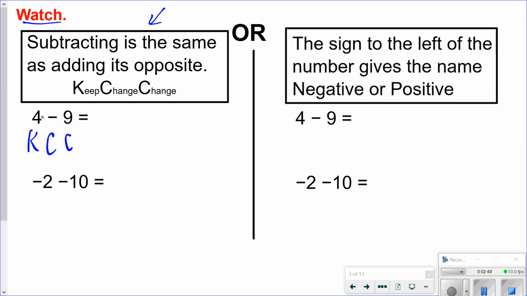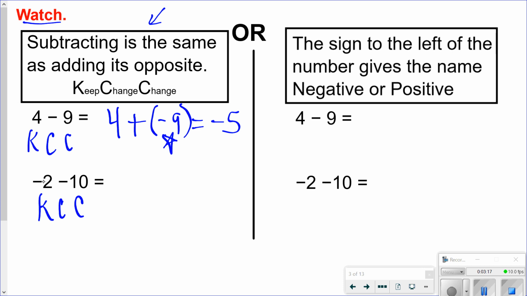So let's keep the 4. It says to change the subtraction to an addition, and then the opposite of that 9 is a negative 9. So 4 plus negative 9, we have different signs, subtract, so we're going to keep the sign of the larger absolute value. Team negative has more than the positive, so this would be a negative 5. So keep, change to addition, change to a negative 10. Keep the negative 2, change to addition, change that to a negative 10. Negative 2 plus negative 10, same signs, add and keep, that would be a negative 12.